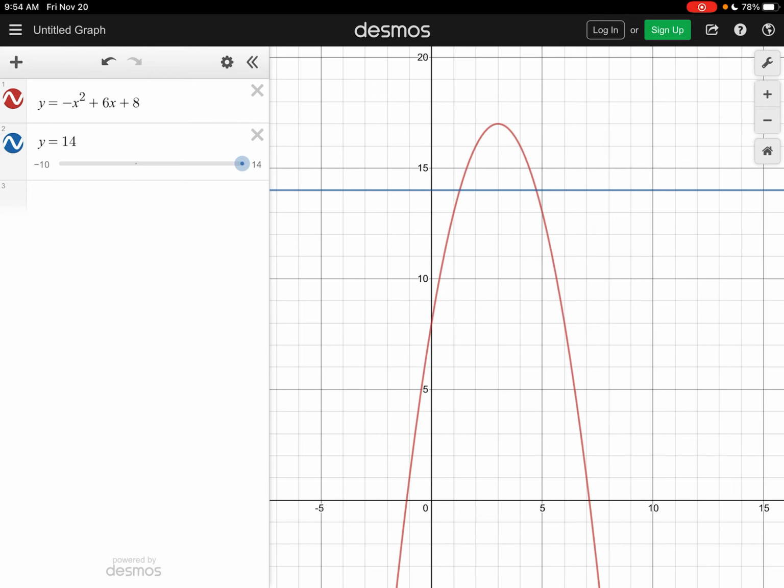So Desmos is super user-friendly, and feel free to use Desmos for the rest of this unit. We'll be learning a lot about how we apply quadratics in real life. And Desmos is incredibly helpful for all sorts of things. And that's that.